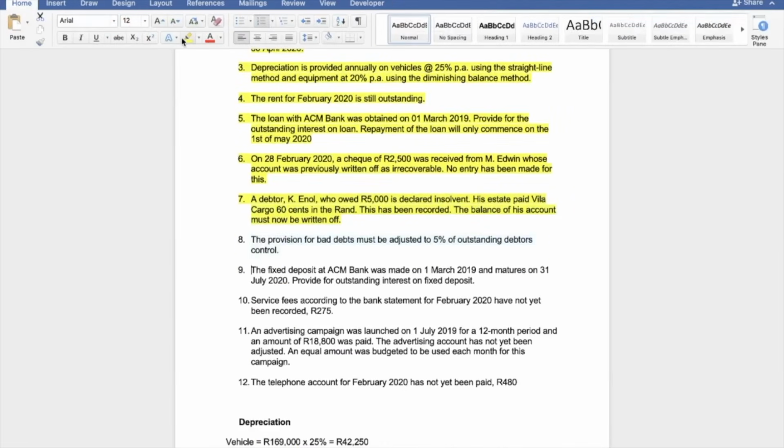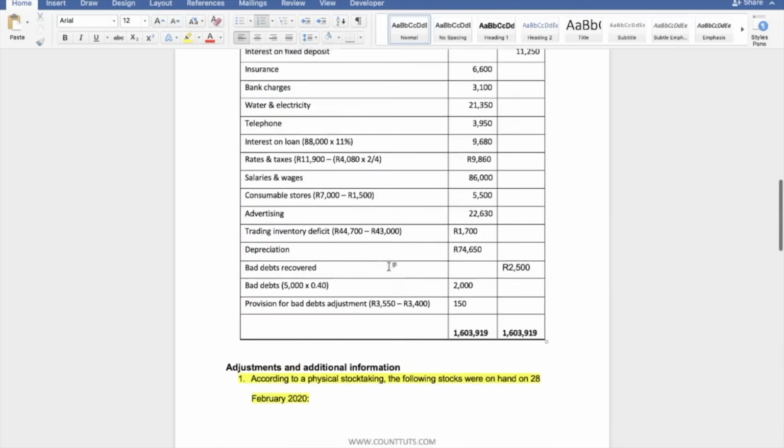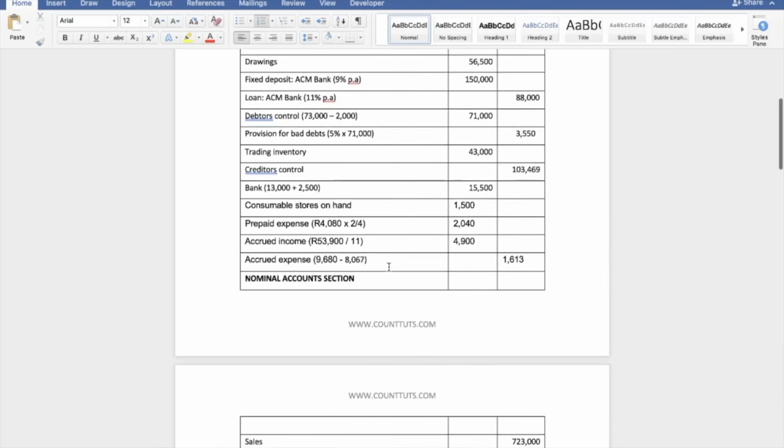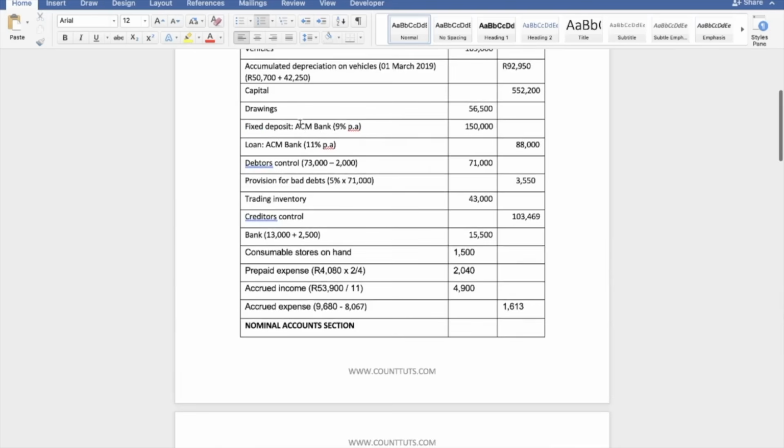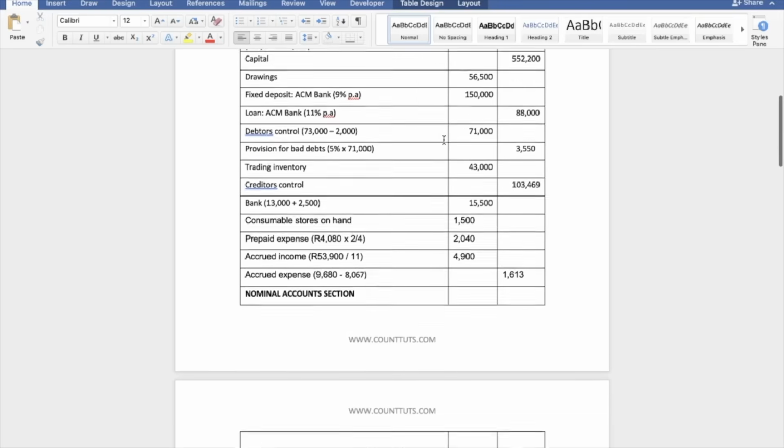Number 9 says a fixed deposit at ACM Bank was made on the 1st of March 2019, which was the beginning of this financial period, and matures on 31 July 2020. Provide for outstanding interest on fixed deposit. Exactly similar principle to what we did with the interest on loan. So we're going to take that into account. If we go up to our balance sheet account section, we can see here fixed deposit ACM Bank 9% per annum. So we know our interest on fixed deposit should be 150,000 rand times 9%.